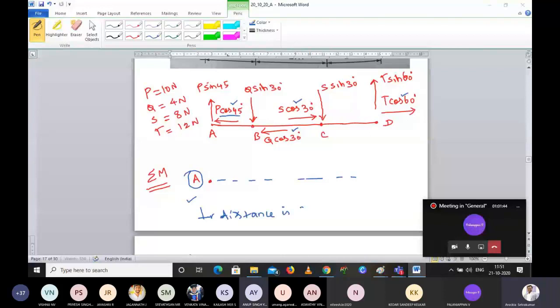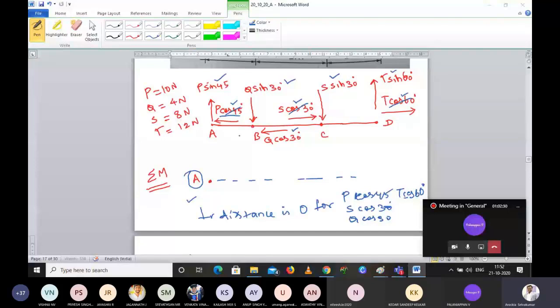What are the forces? P cos 45, S cos 30, Q cos 30 and T cos 60. Are we clear? So when I am taking moment about A, all these forces I can neglect. What forces will be there? P sin 45, Q sin 30, S sin 30 and T sin 60.